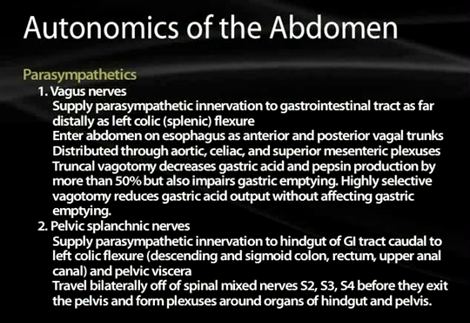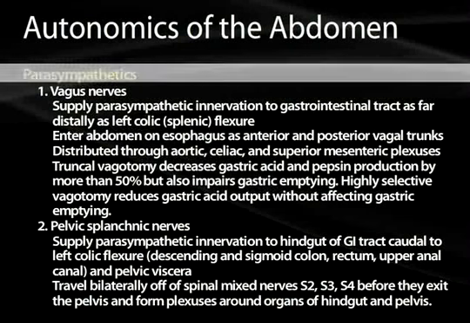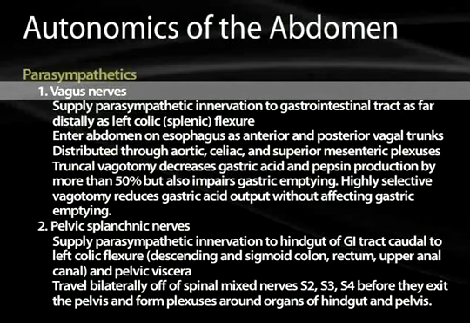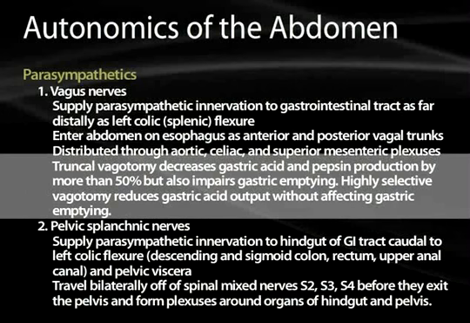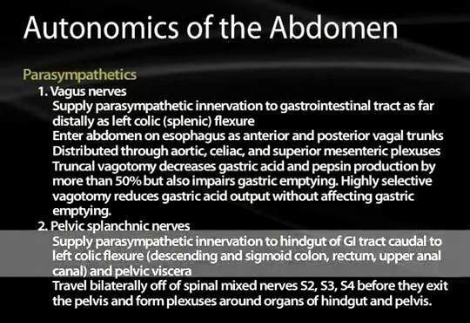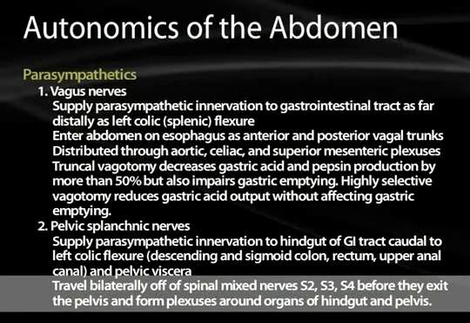So here's a summary of the autonomics of the abdomen. Parasympathetics are coming from the vagus and the pelvic splanchnics. I'll let you read about the rest of the details that are on this slide as far as the truncal vagotomies, where you can cut that to cut down on the gastric acid and pepsin production. Also, you'll want to know that these pelvic splanchnics come off bilaterally from S2, 3, and 4 spinal mixed nerves.